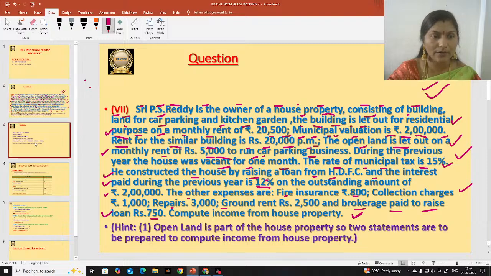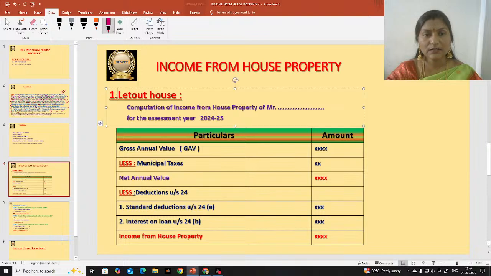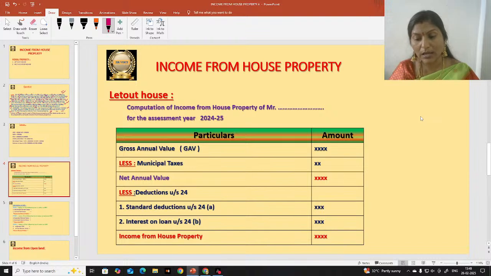And let us go to our information box. So this is our information that we took from the question. And let us go to our solution. Let us calculate income from house property. This is the format that we should use for calculation of income from house property. So this is let out house, we should mention it as let out house. And next we have to draw columns, particulars and amount, and on the top we should give the heading. Always the heading is the same, whatever I mentioned here.